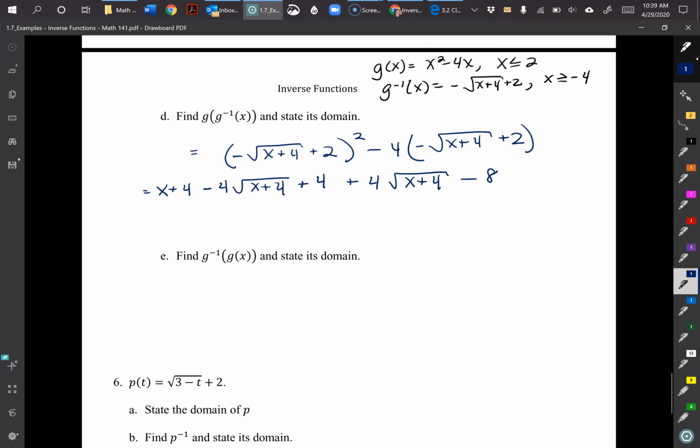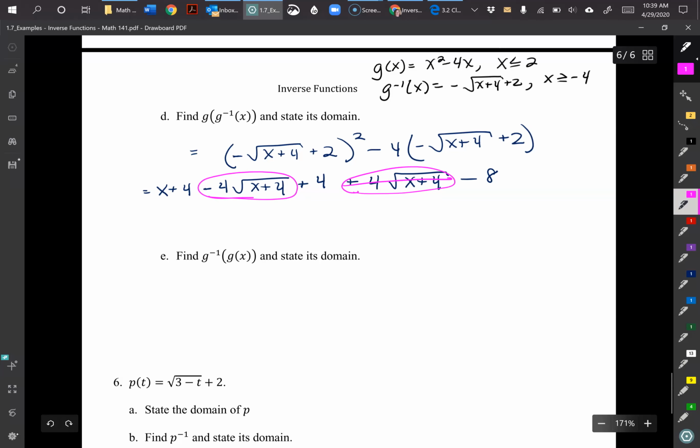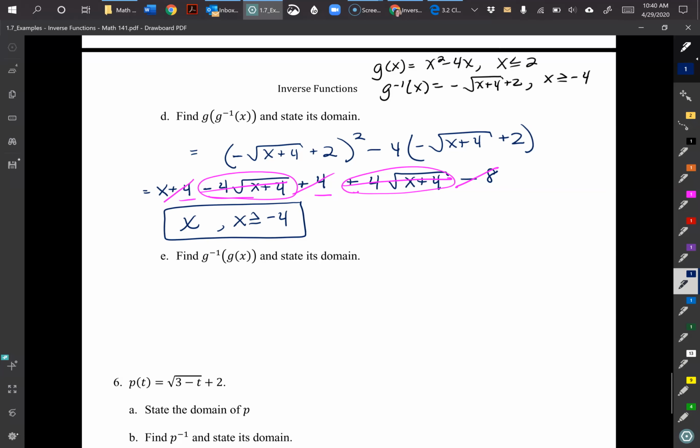So now we can look and cancel some stuff out. We have this minus 4 times the radical plus 4 times the radical, so that goes to 0. I have a 4 and a 4 make 8, so minus 8, I can get rid of those. Those will go to 0, and I'm left with x. But remember, it's not just any x. It has to be x greater than or equal to negative 4 so that we're restricted and have a proper function.